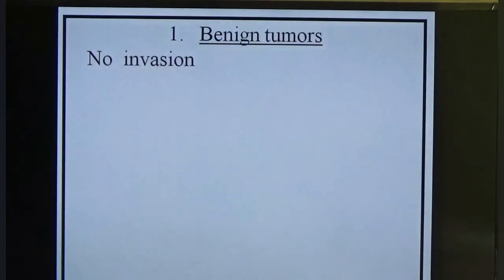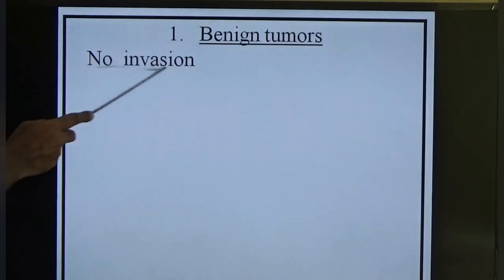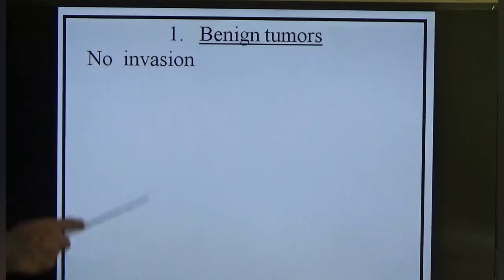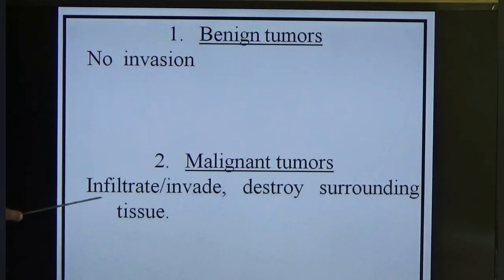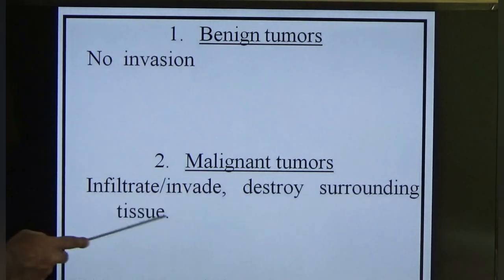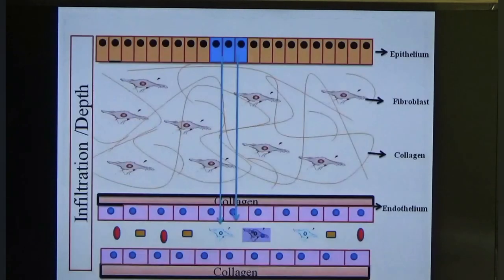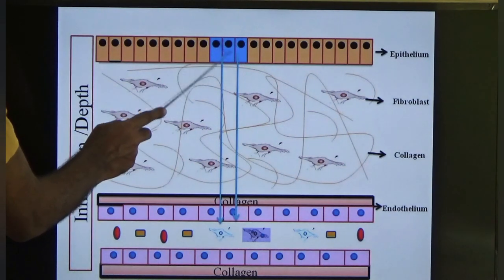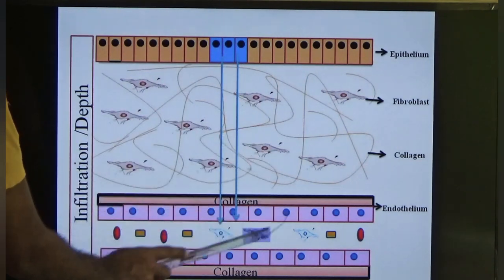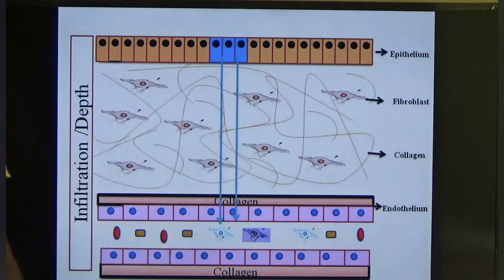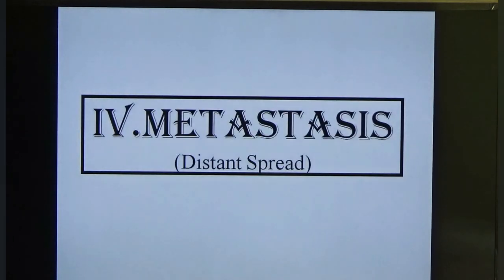In a benign tumor, there is no invasion. A benign tumor does not have the characteristic of invasion. In a malignant tumor, the cells infiltrate, invade and destroy the surrounding tissues. Once the tumor cells attack other parts of the surrounding tissue, this is known as invasion.